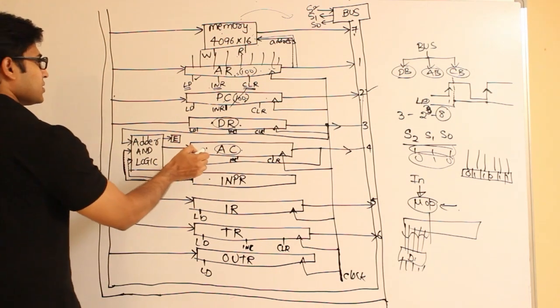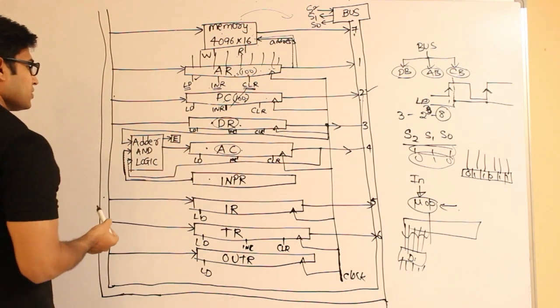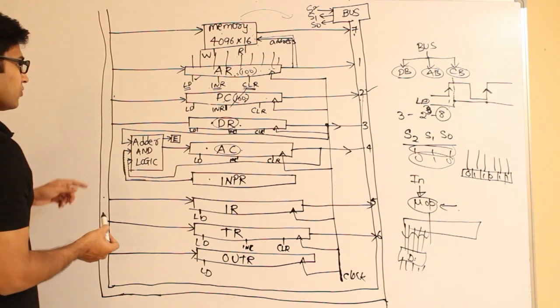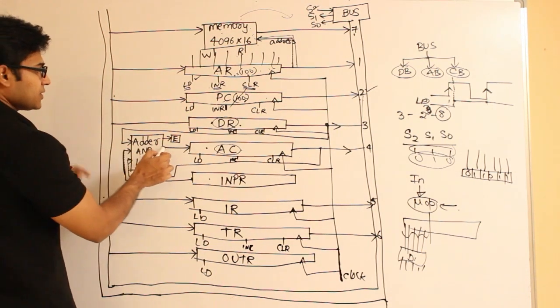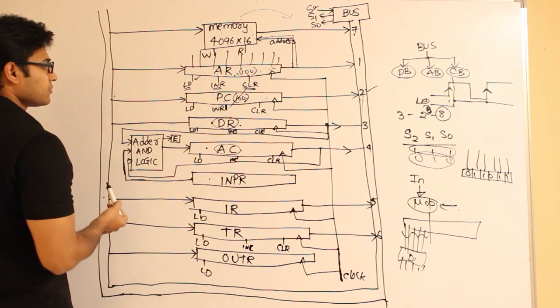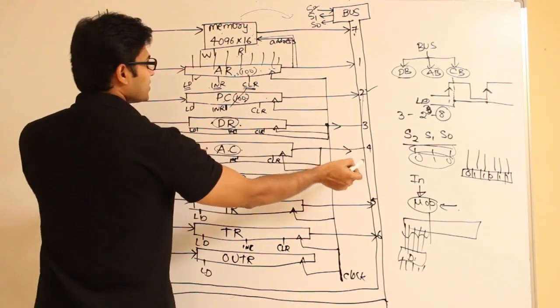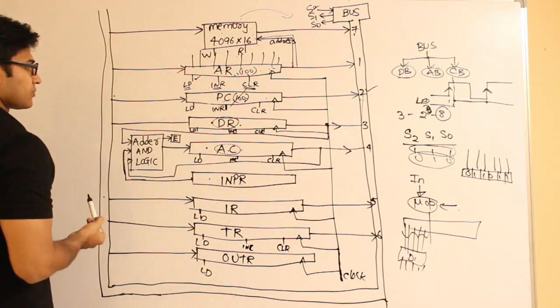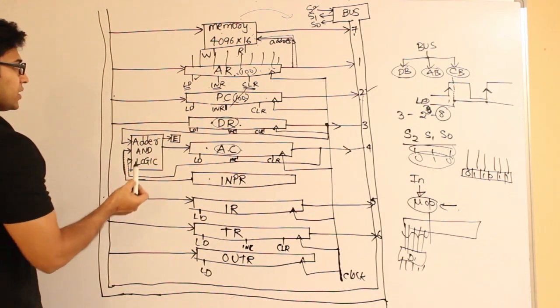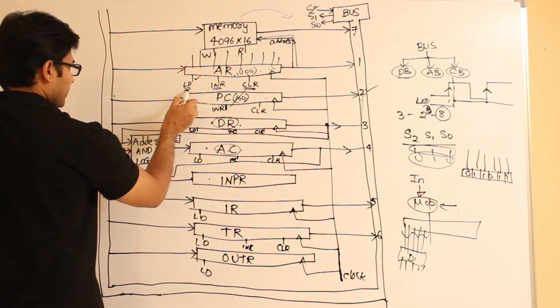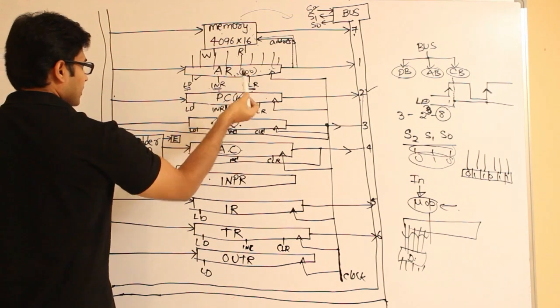And then there are operations to load the accumulator also. Got it? And if you look at it, the output of this is always stored in the accumulator. From the accumulator you can move on to the bus and you can send it anywhere. Got it? And now every register has load, increment, and clear.